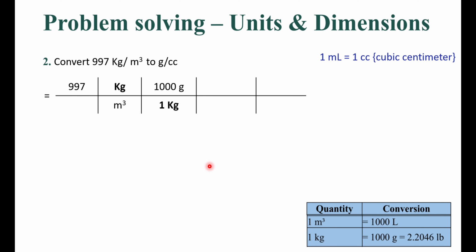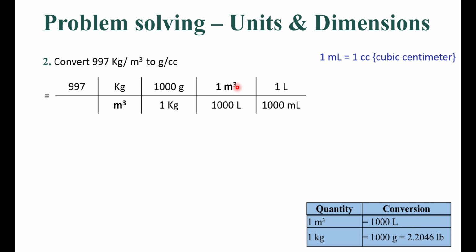Next we move to meter cube. The relation between meter cube and liter is there. So 1 meter cube is equal to 1000 liter. Again, to cancel the meter cube, I have to write it on the opposite side. So meter cube should be here, liter should be here. So it's going to be 1 meter cube divided by 1000 liter. So 1 meter cube is 1000 liter as per the data. Now you can see the meter cube is here, so I have to cancel this.